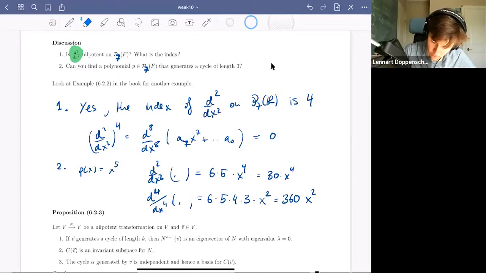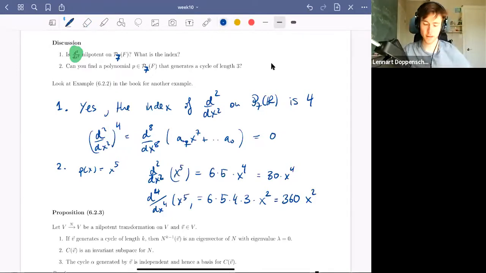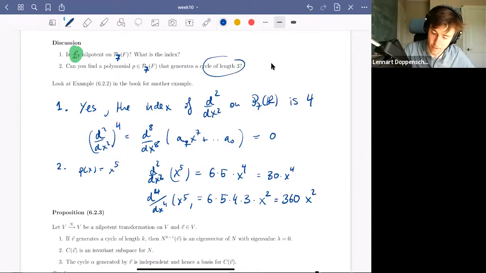So we just need to take x to the 5, because the cycle would contain the first one, the x to the 5, the first derivative, the second and the fourth derivative, and the 6th derivative. And for x to the 6, we have 4 elements which are non-zero. That would be a cycle of length 4. But the question is asking for a cycle of length 3.